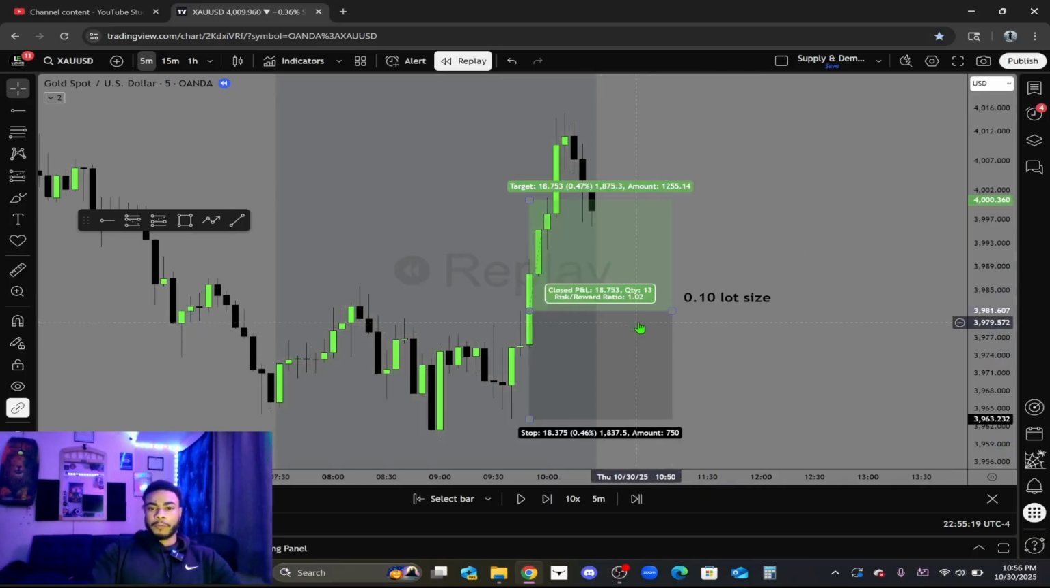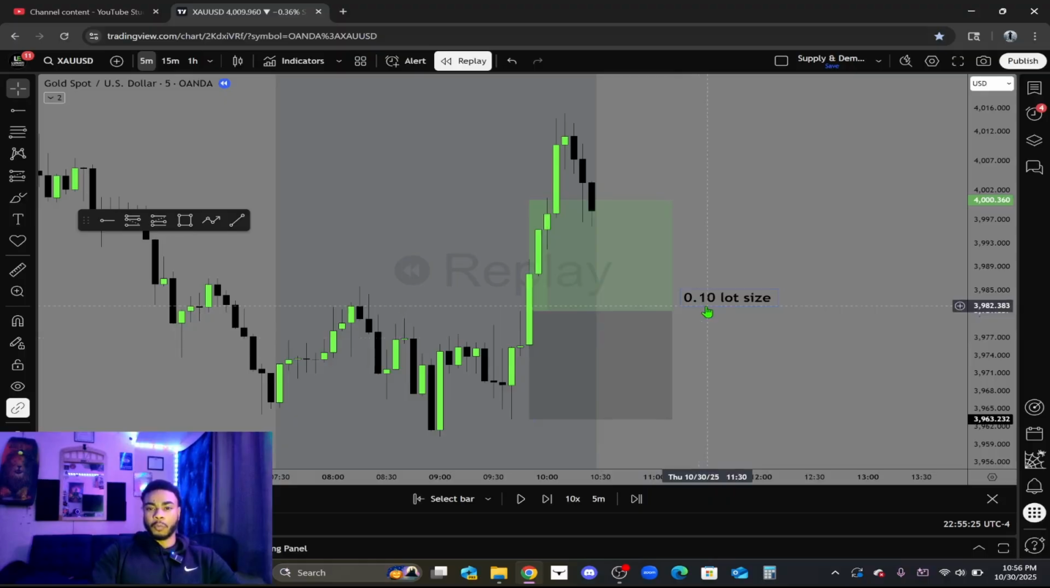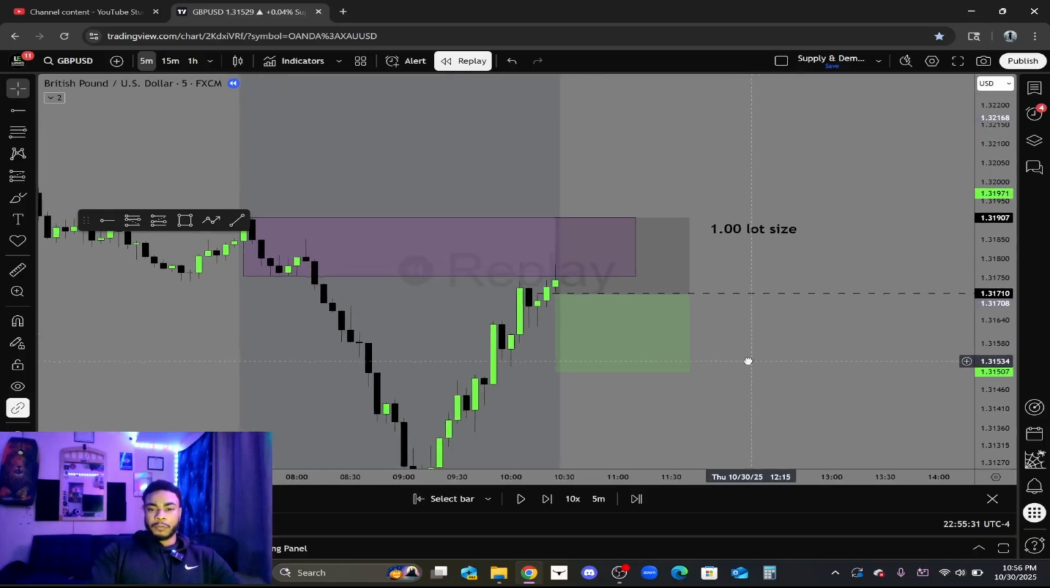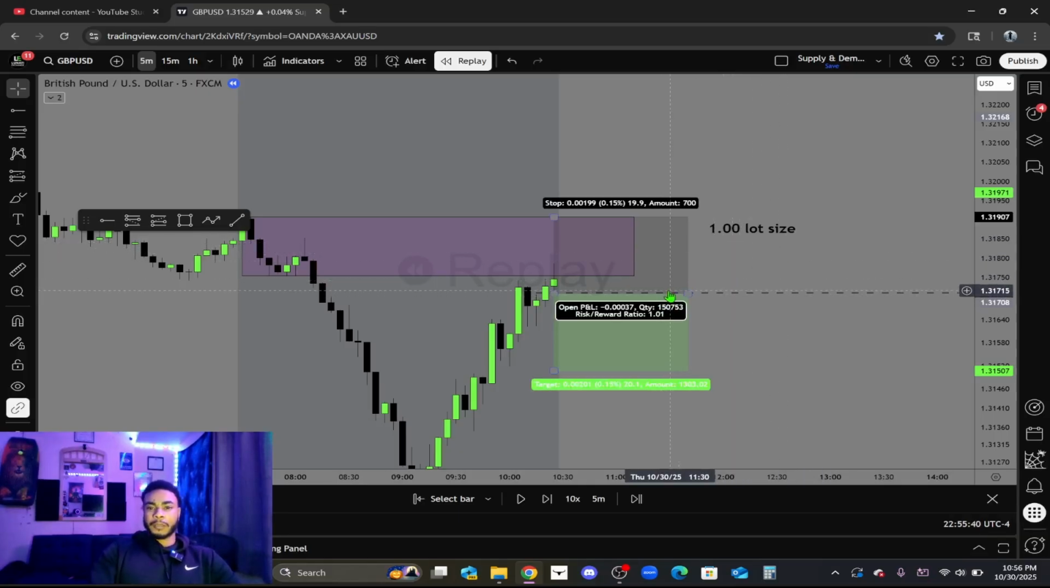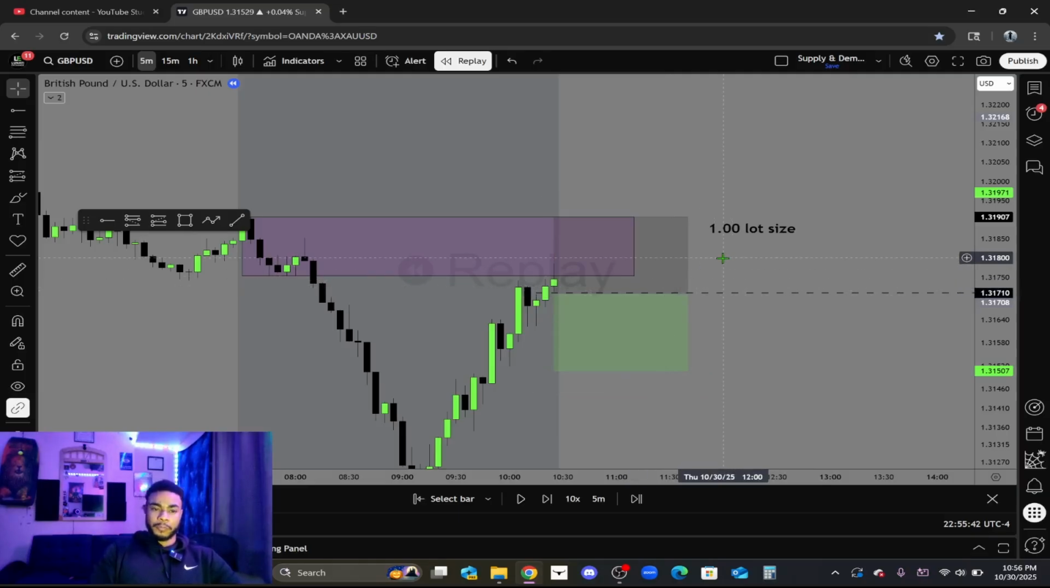On gold, if you're risking $200 with 183 pips, you'll be putting a 0.10 lot size to be risking $200 on gold. And on GBPUSD, you'll be putting a 1.00 lot size to be risking $200 with 20 points or 20 pips. And hopefully that helped you guys understand how I calculate my lot size, which is fairly simple.